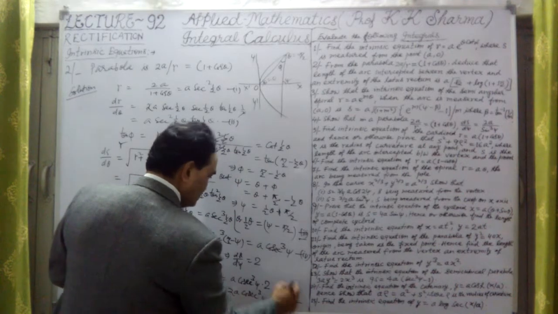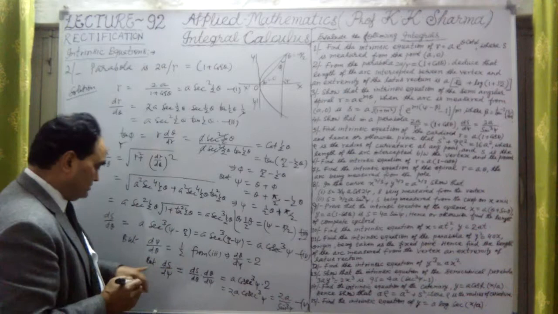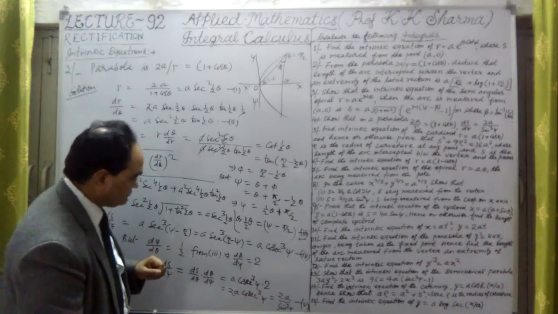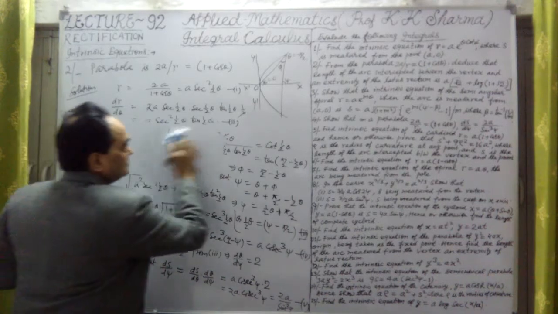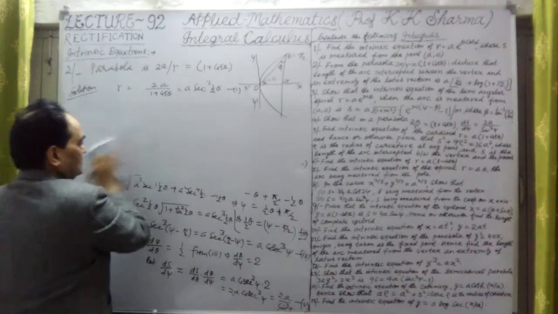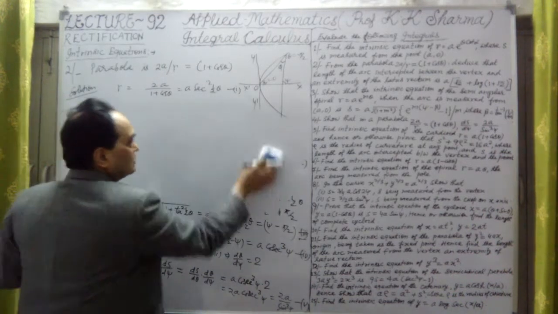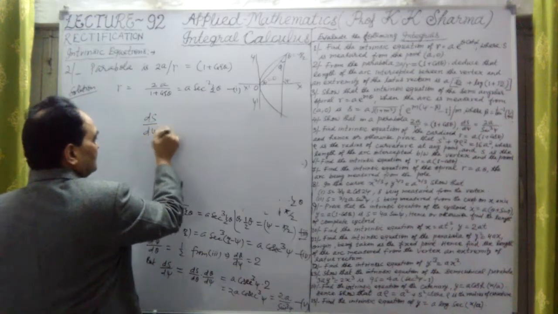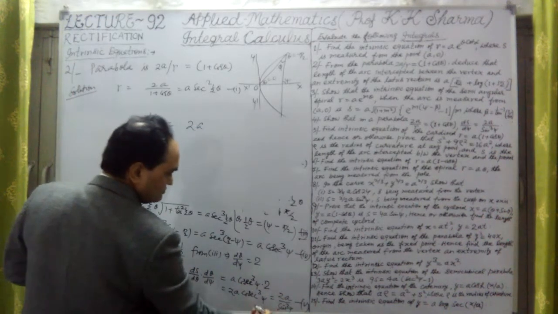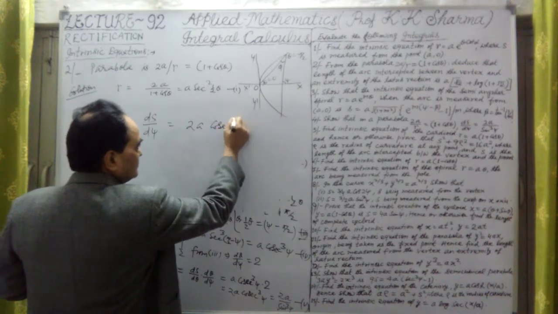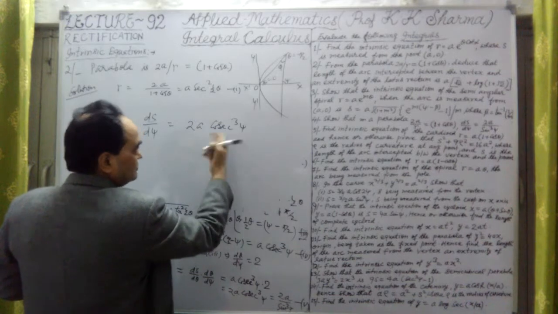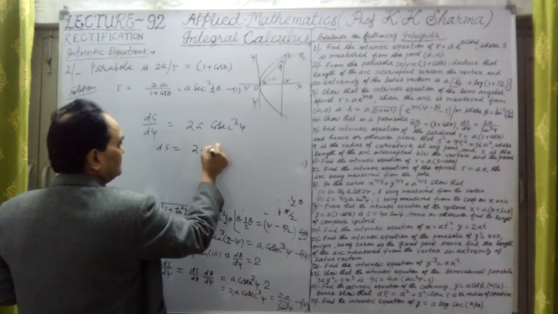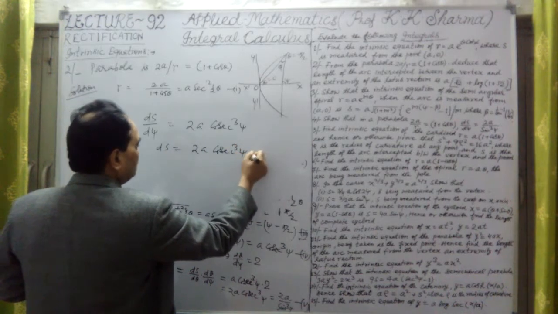Okay, so let me write this as the fifth equation. Now, this is ds upon d psi, because with respect to psi we have to find out the length. From this equation, the length we have to find out. We have to find ds, the length of the arc in relation with the intrinsic equation. So we have just calculated that ds upon d psi is equal to twice a into cosec cube psi. Or this is ds equal to twice a into cosec cube psi into d psi.